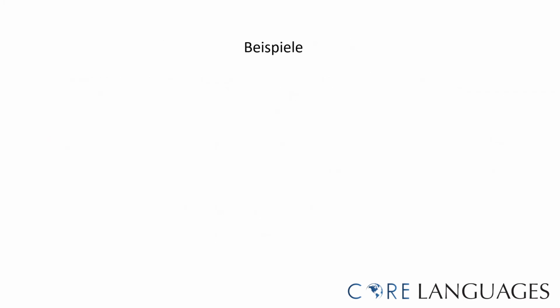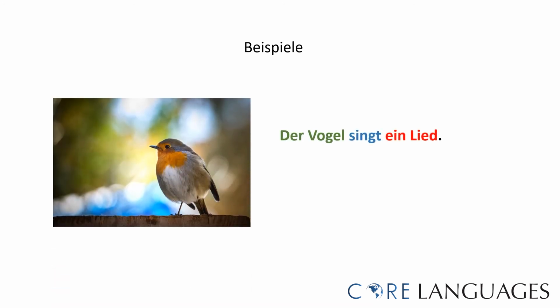Here are some Beispiele of sentences with very basic information, and then we will add another piece of information and observe how it changes the word order. For example, der Vogel singt ein Lied. The bird sings a song. Now I want to add the information where. The new sentence would be, der Vogel singt im Baum ein Lied. The bird sings in the tree a song.